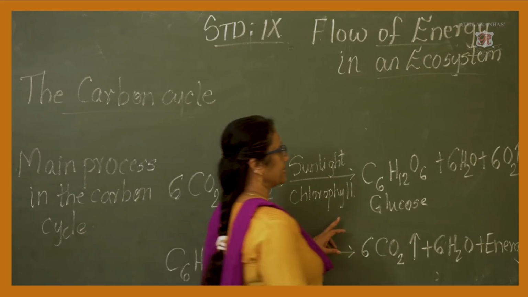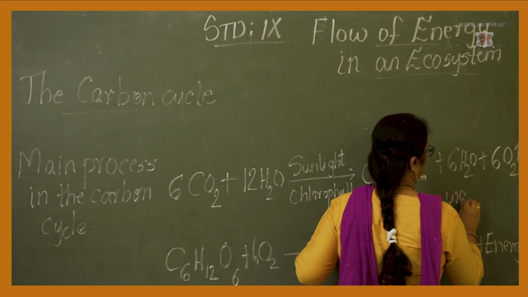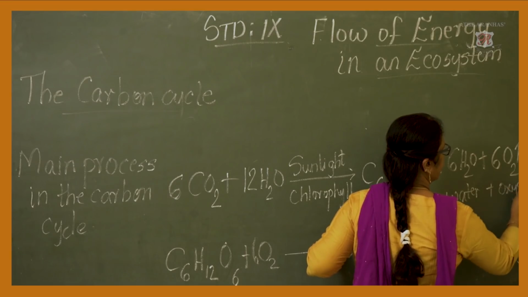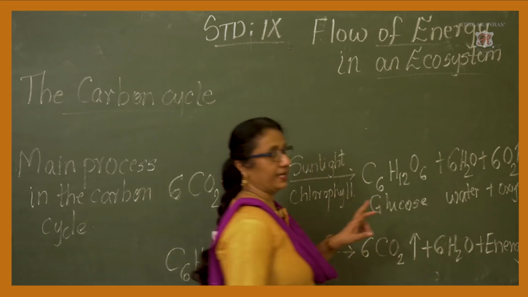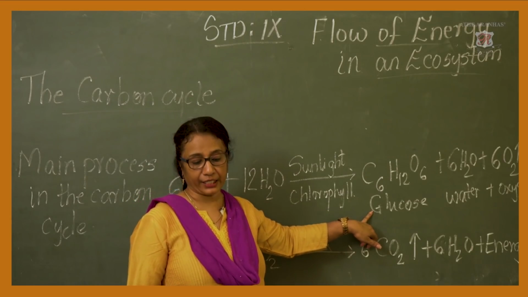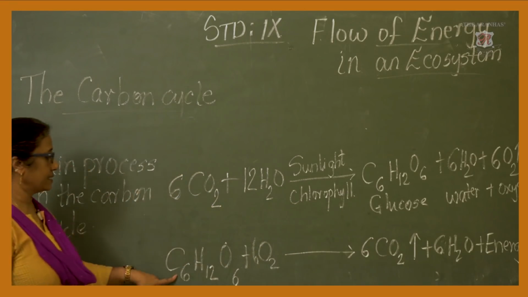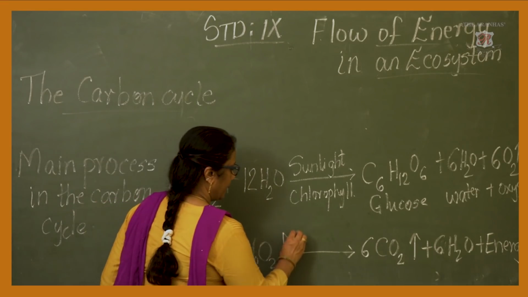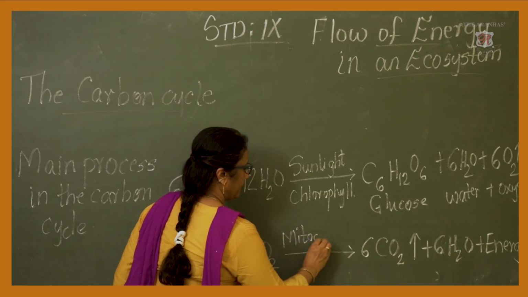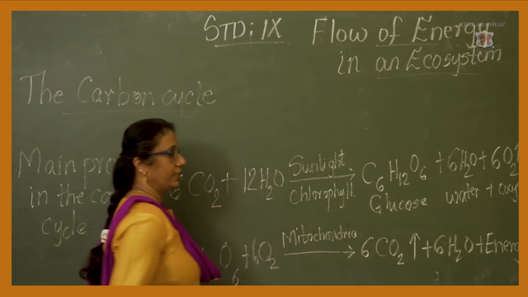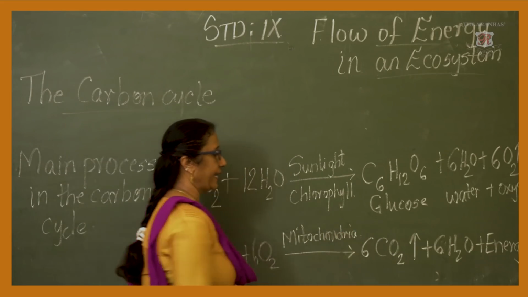Yes, and at the same time, what is released? Glucose plus water plus oxygen is being released into the atmosphere, and that is what we breathe in. Glucose gives energy for doing different activities. And this C6H12O6, in the presence of oxygen in our cell, that is in the mitochondria, which is called the powerhouse of the cell, is being used up for different activities.